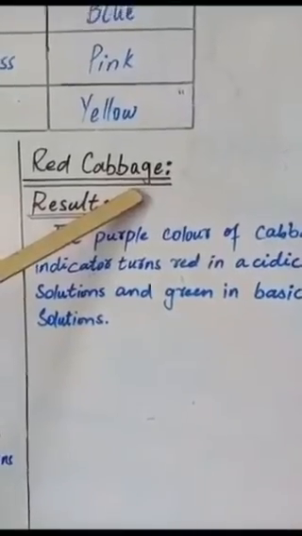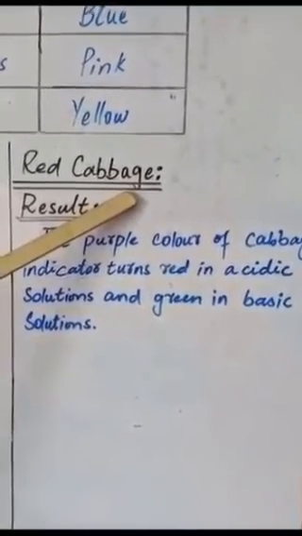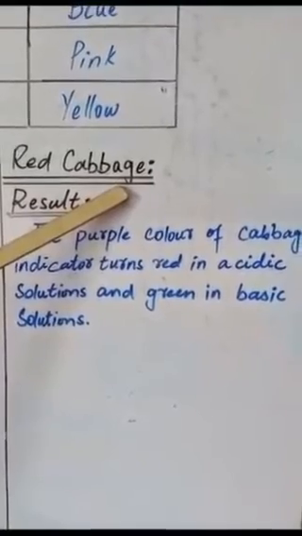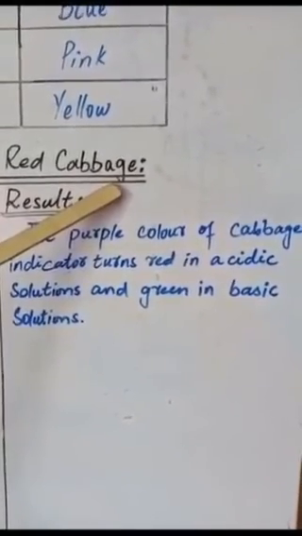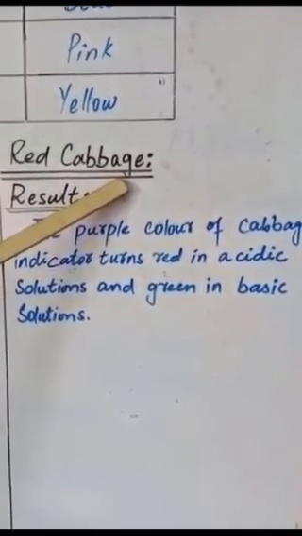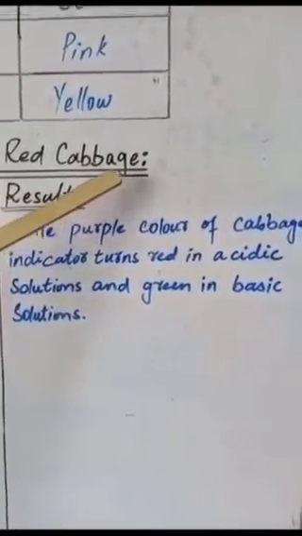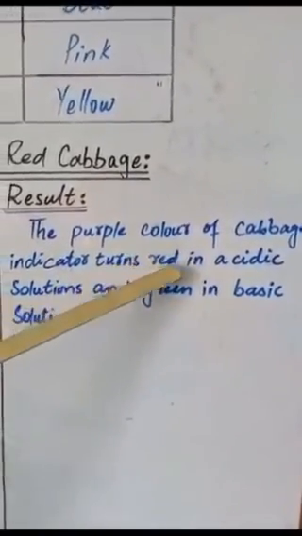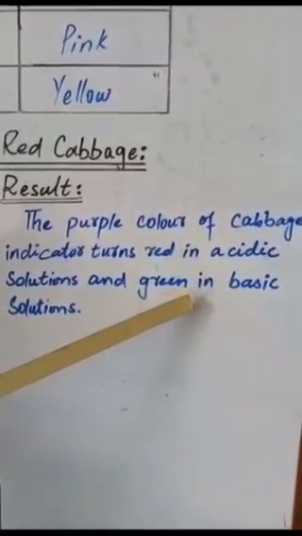The natural indicator red cabbage can be prepared by putting some chopped red cabbage in hot water for some time. And after some time we have to filter the solution. This filtered solution can be used as an indicator. If we put this red cabbage indicator in acidic solution, it turns red. And if we put it in basic solution, it turns green. Neutral solutions do not change the color of the red cabbage indicator.